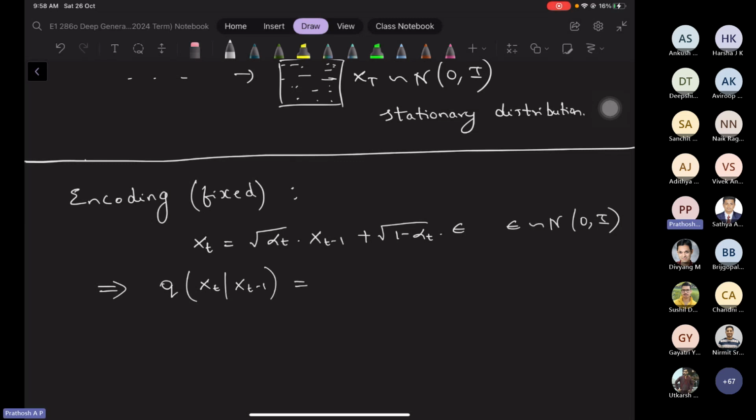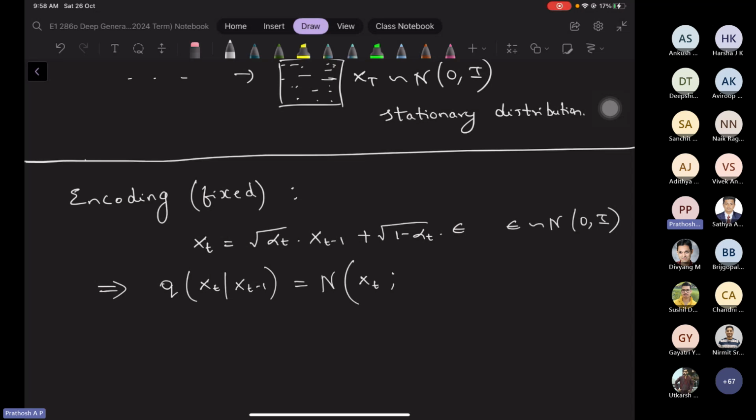What is this? Can somebody guess? We know from reparameterization that if you start from a normal distribution, scale it and shift it with a certain mean and variance, you will still get a normal distribution, right? So these are normally distributed. Please note my notation: the random variable is xt, correct?